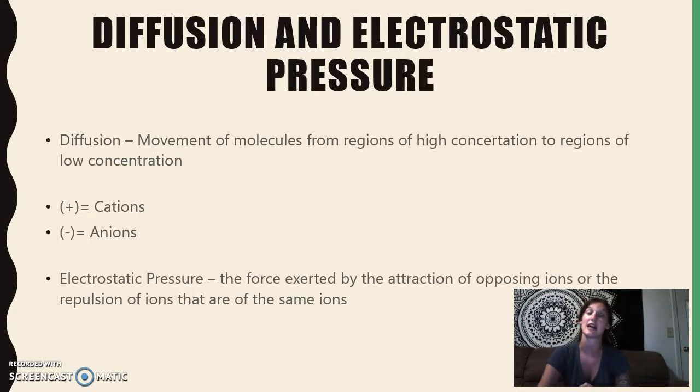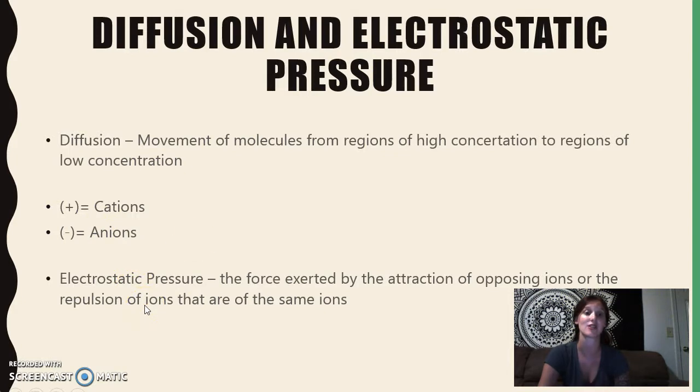Diffusion and electrostatic pressure. Diffusion is the movement of molecules from regions of high concentration to regions of low concentration. The diffusion process involves electrically charged ions. There's two types of ions. There's cations, which are positive, and there's anions, which are negative.